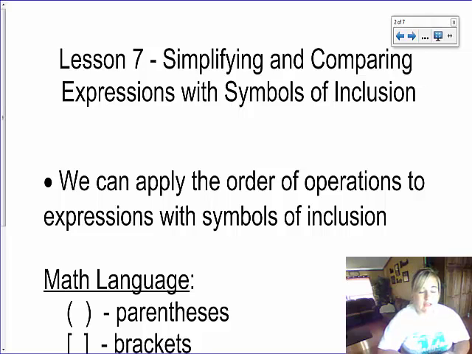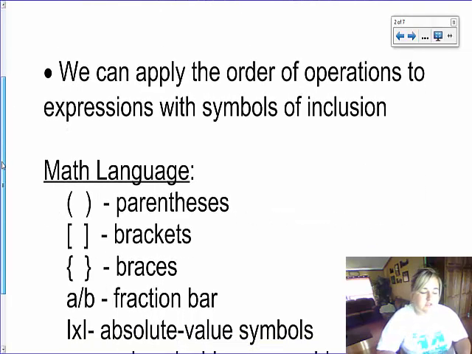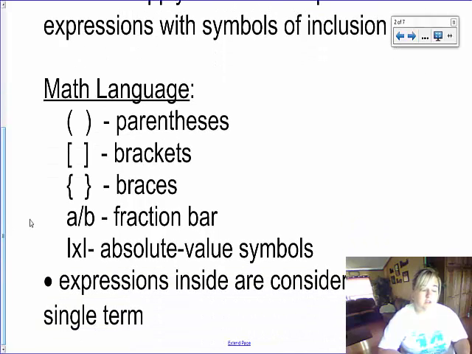What we're talking about today is Lesson 7, Simplifying and Comparing Expressions with Symbols of Inclusion. We can apply the order of operations to expressions with symbols of inclusion. Symbols of inclusion is kind of a fancy way of saying different types of parentheses, for example, because symbols of inclusion include parentheses, brackets, braces, fraction bars.